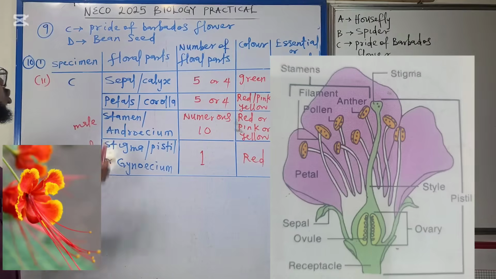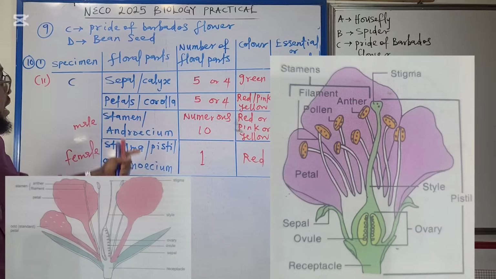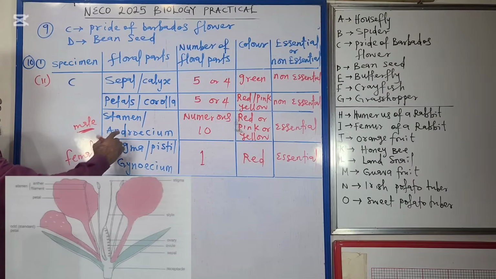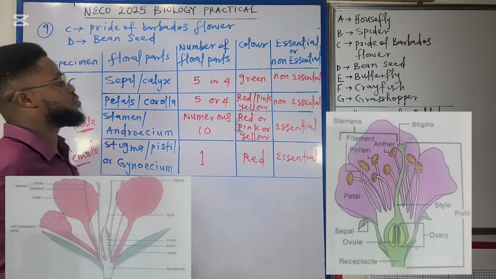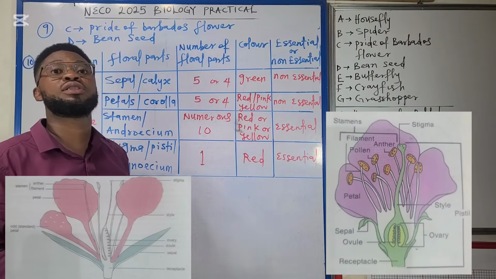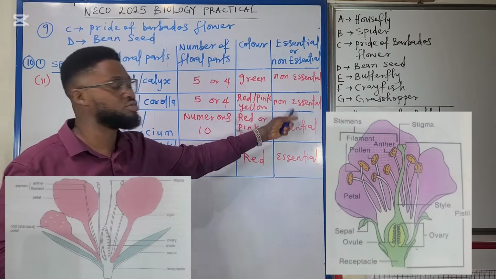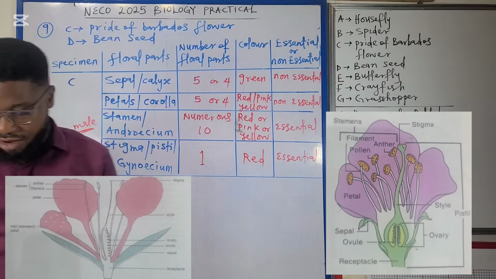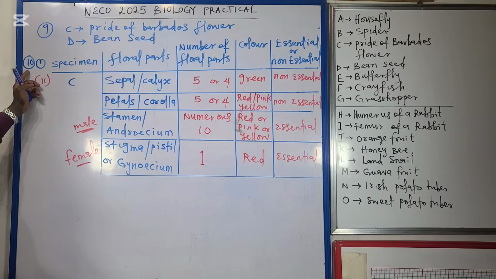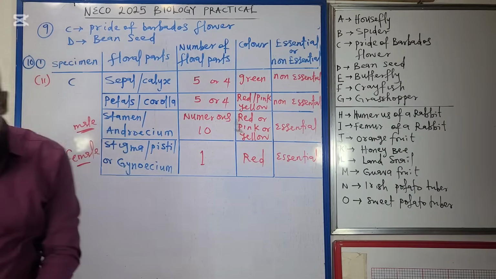In fact, we can be told to remove all of the sepal and the calyx, and we should be left with just the stigma and the stamen. It depends, because you see the essential part of the flower is actually the stamen and the stigma, the male and the female parts for sexual reproduction in flowering plants. So essential, essential, non-essential, non-essential, and that just about answers question 10, Roman figure 1 and Roman figure 2.